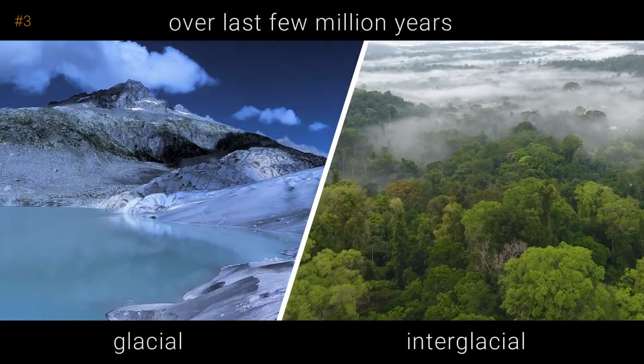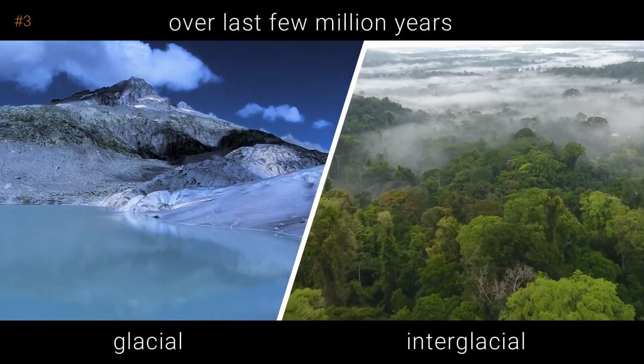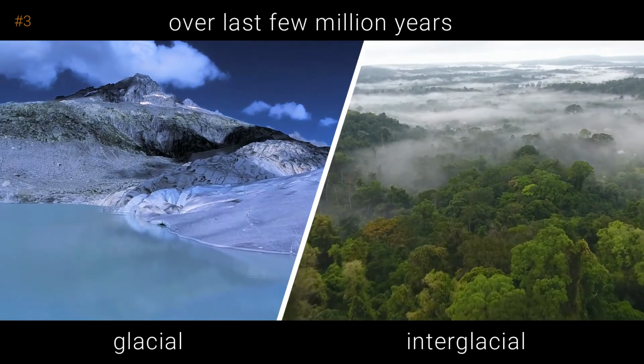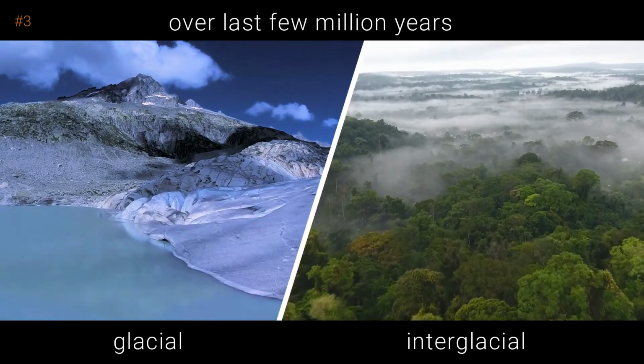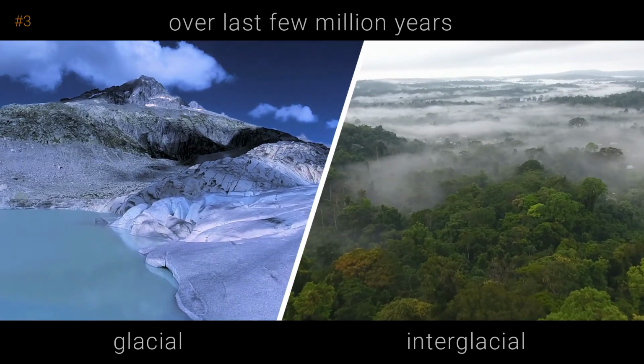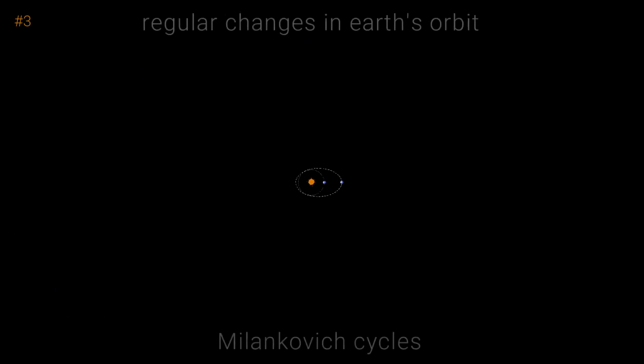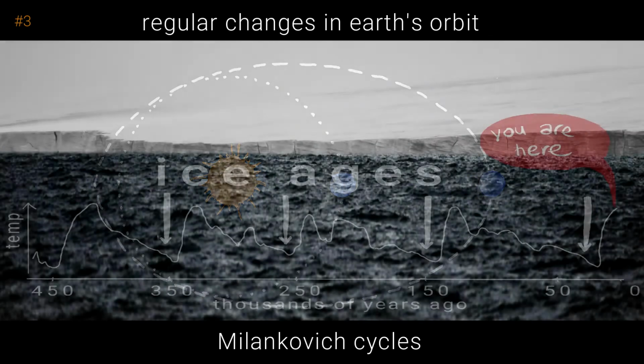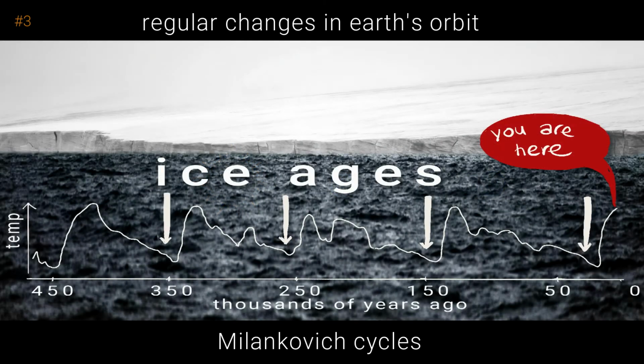Recently, over the last 2.7 million years, the climate has cycled between climate extremes, glacials or ice ages, and interglacials or warmer periods. These are triggered by regular changes in the Earth's orbit called the Milankovitch cycles. We are currently in an interglacial or warming period.